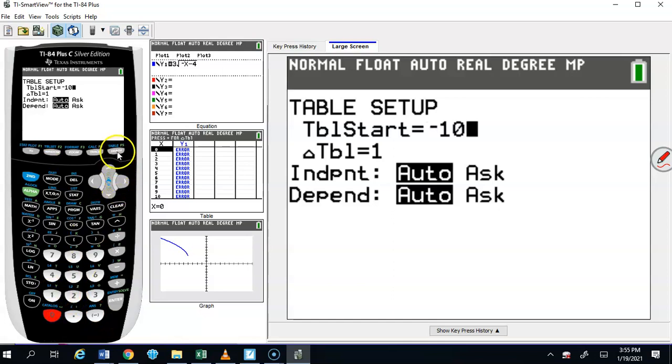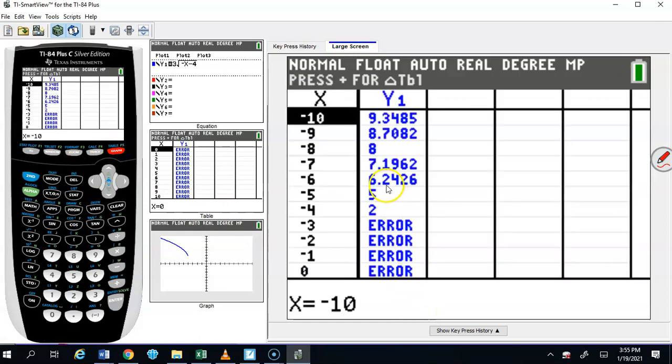And I'm going to go ahead and just have it show me the table from -10. So notice we got -10, 9.3, we've got -8, 8, we've got -5, 5, and -4, 2. So once again, you guys can see that this is a really easy way for us to get some really nice values in here, right?